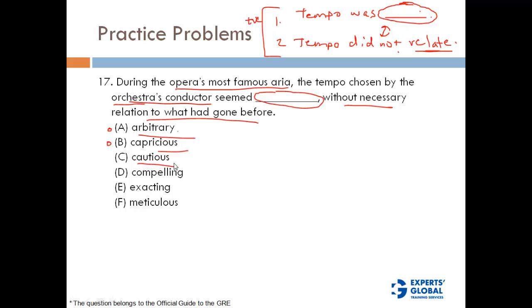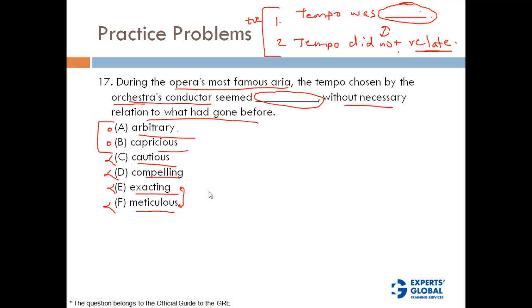Cautious. The tempo was cautious, it did not relate to the opera, doesn't go well in the logic. Compelling. The tempo was compelling, it did not relate to the opera, doesn't go well. Exacting. The tempo was exacting, it did not relate to the opera, doesn't go well. Exacting and meticulous, again synonyms. The tempo was meticulous, it did not relate to the opera, doesn't fit in the logic.